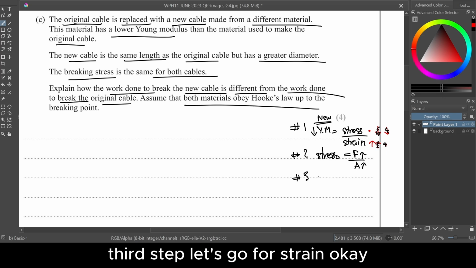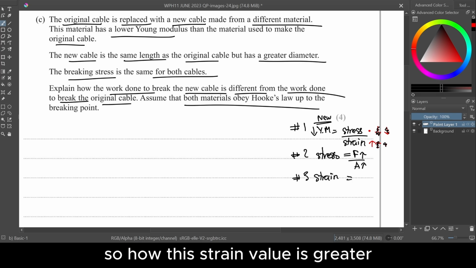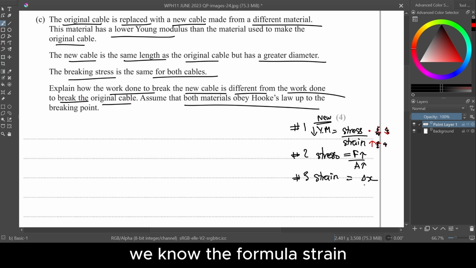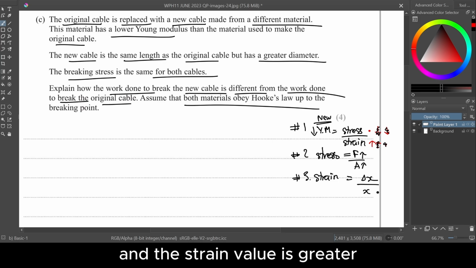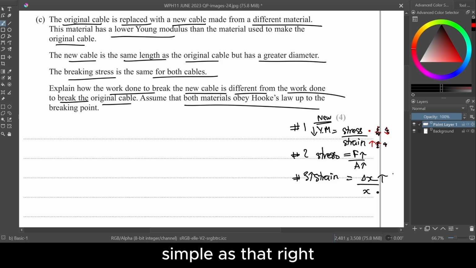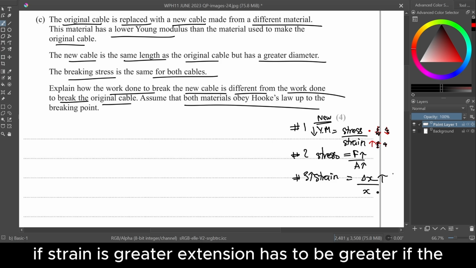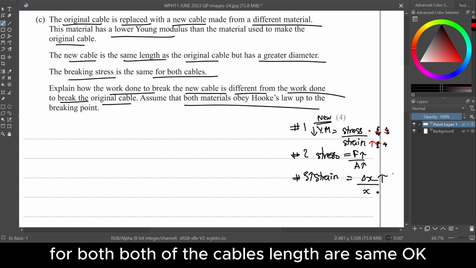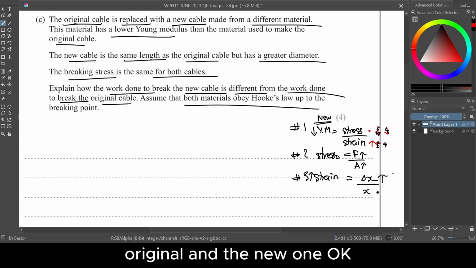Third step, let's go for strain. So how is this strain value greater? It says that it has the same length, right? We know the formula of strain, which is extension by original length. So original length is same, but if the strain value is greater, then the extension has to be greater. Okay, simple as that, right? If strain is greater, extension has to be greater, if the length of the cable is same. For both of the cables, length is same, original and the new one.